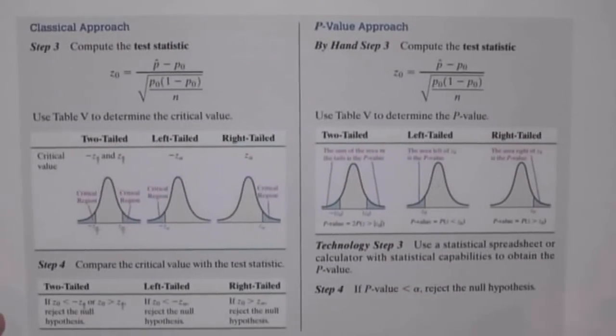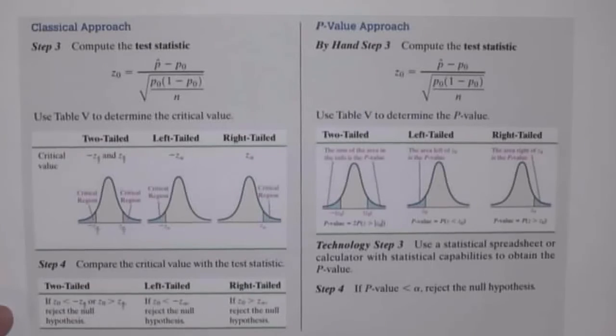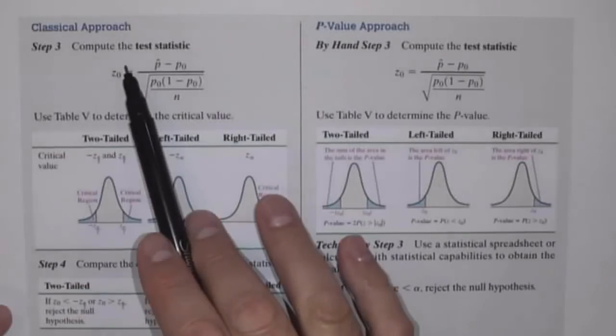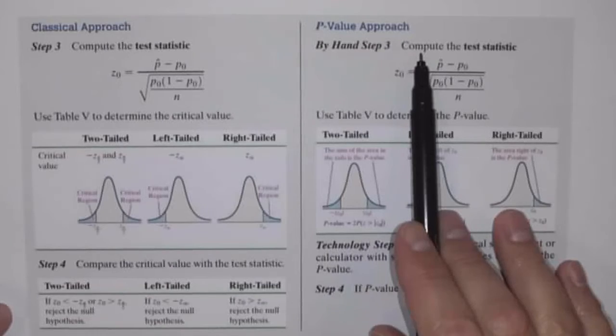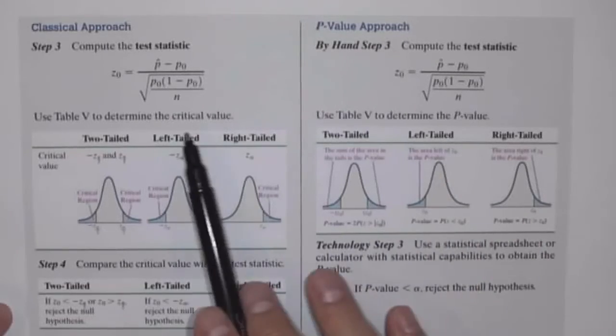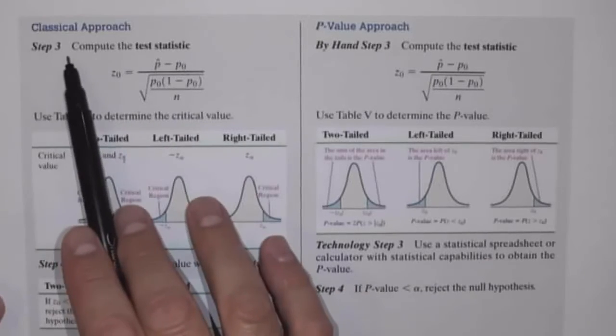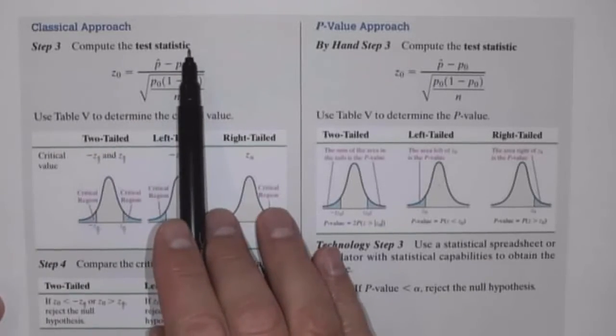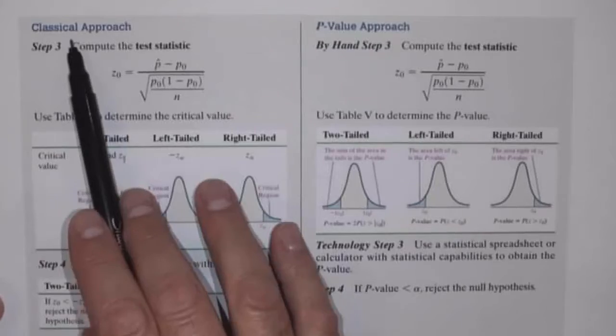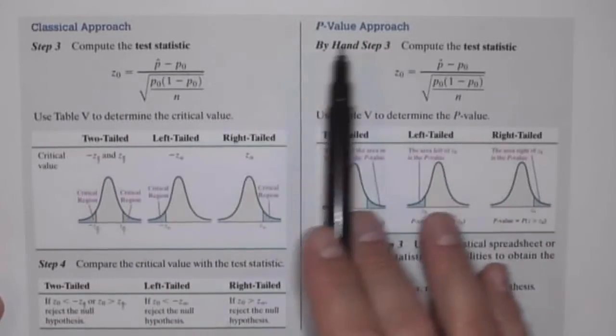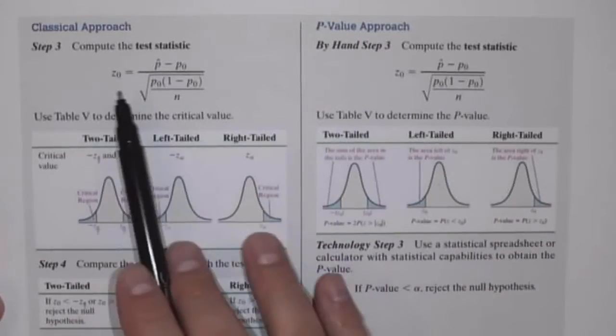Now, step 3. Here, we kind of split depending on if we're going to use the classical approach or the p-value approach. I'm going to be showing you both approaches for every example. So, first, we're going to compute the test statistic. Whether you're using the classical approach or the p-value approach, you're going to calculate the test statistic, z0.